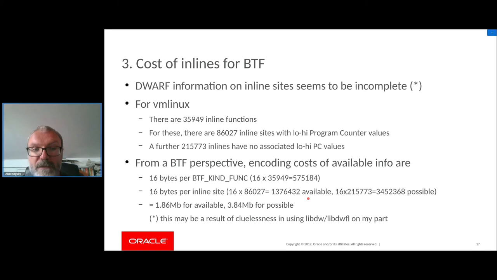We need to think again, in terms of BTF, about the cost of encoding all this. If we talk about 16 bytes for each of those BTF kind func representations, and 16 bytes per inline site, we end up at about 1.86 megabytes for the smaller list, the 86,000. The total will be about 5 megabytes for all possible inline sites. That would assume we could actually get the inline information about where those inline sites are for all of the inlines available in the Linux kernel. So we're talking about between 2 and 5 megabytes for that inline information. That's the number to bear in mind when we think about the costs here.